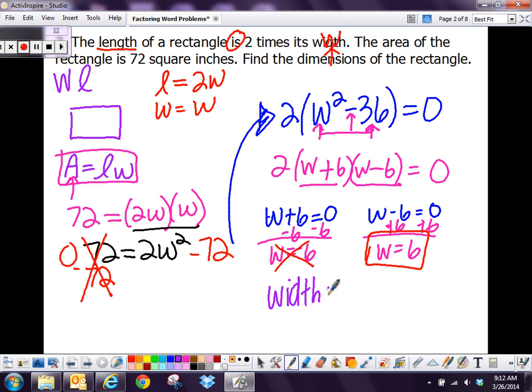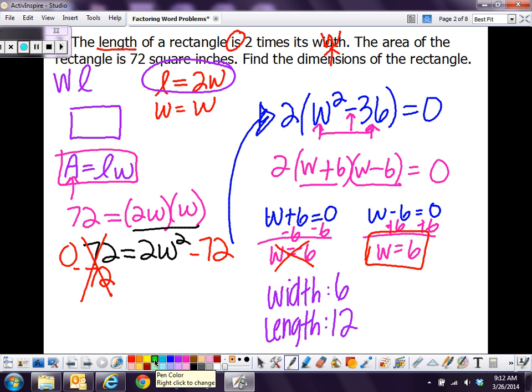That's what W was. Okay, and my length, I'm going to go back up to where I saw what the length was, which is 2 times W. And 2 times W, my width, 2 times 6, that would be 12. Okay, and these problems are super easy to check. So you go back to your rectangle, and I'm going to say that my width is 6, and my length is 12. And if I were to get the area of 6 times 12, that gives me 72, from what the problem told me from the beginning.